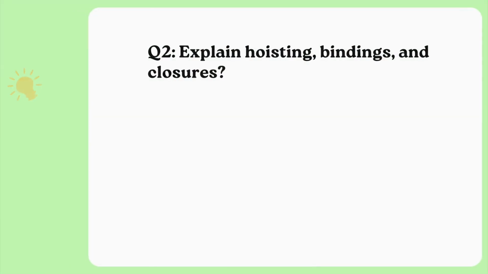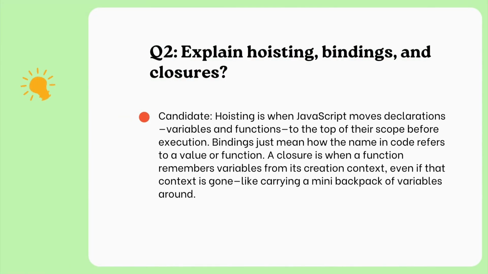Great! Can you explain hoisting, bindings, and closures? Hoisting is when JavaScript moves declarations, variables, and functions to the top of their scope before execution. Bindings just mean how the name in code refers to a value or function. A closure is when a function remembers variables from its creation context, even if that context is gone, like carrying a mini backpack of variables around.